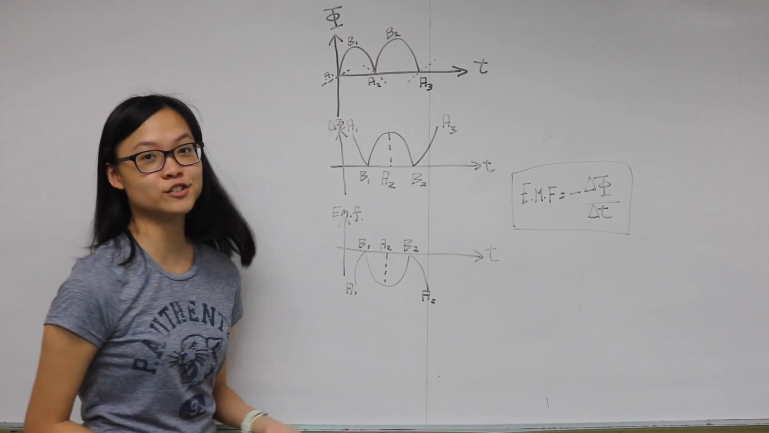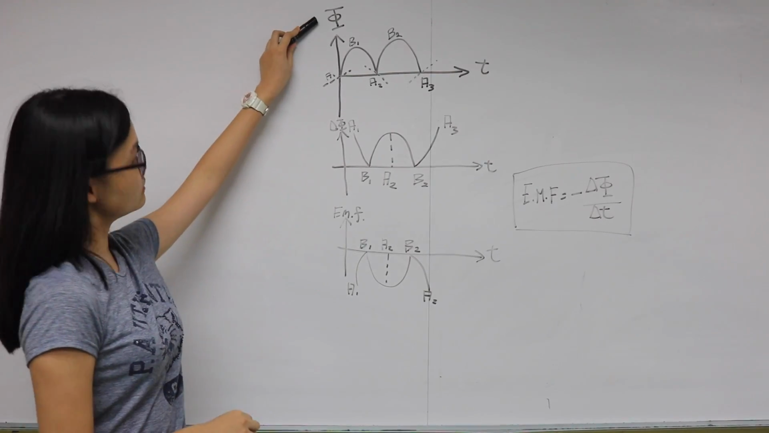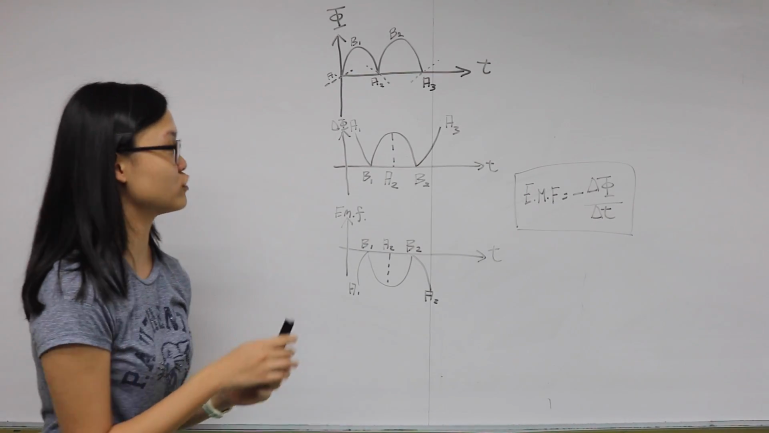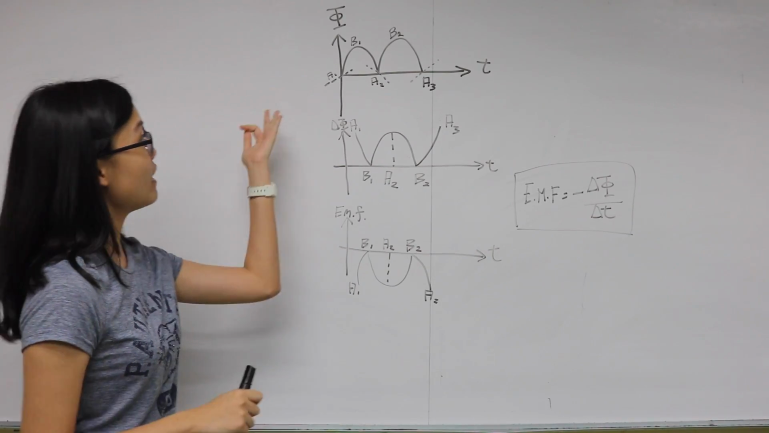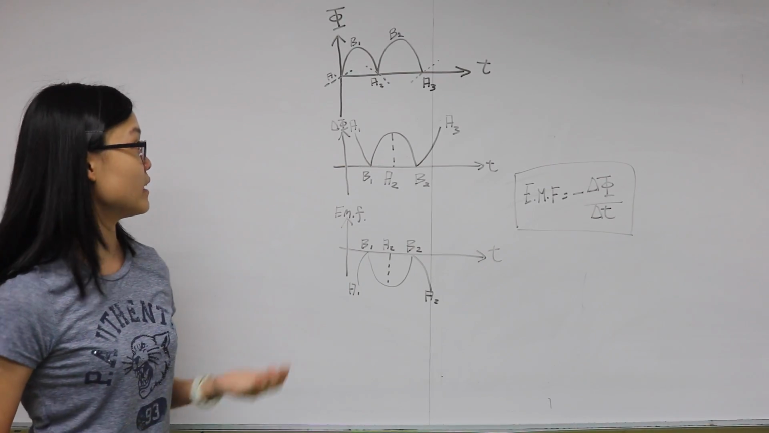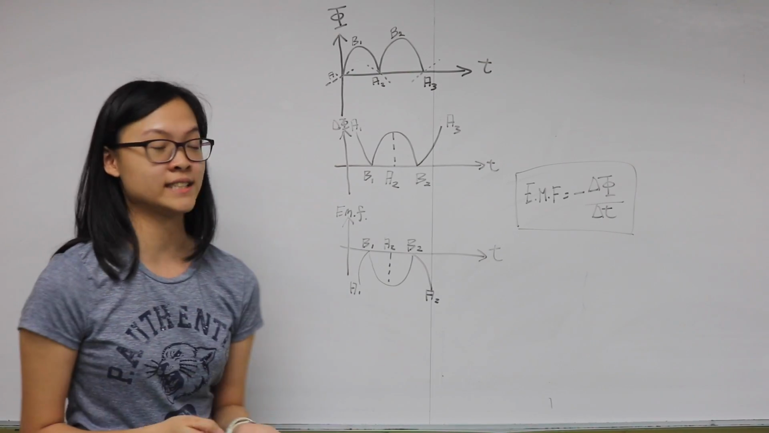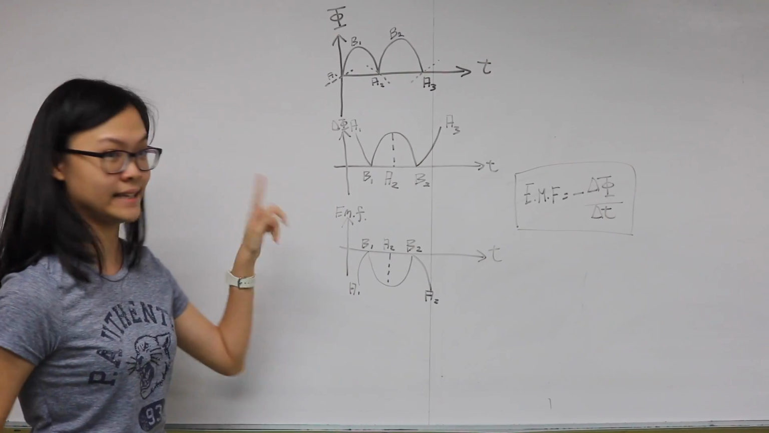I'm going to talk about this symbol, which is change in magnetic flux. I'm going to talk about the three graphs, which are change in magnetic flux against time, the rate of change in magnetic flux against time, and EMF against time.